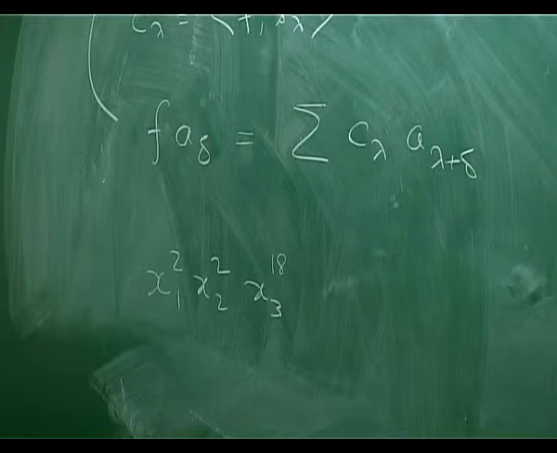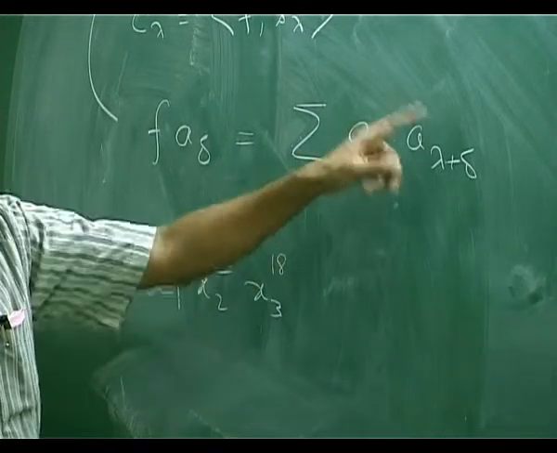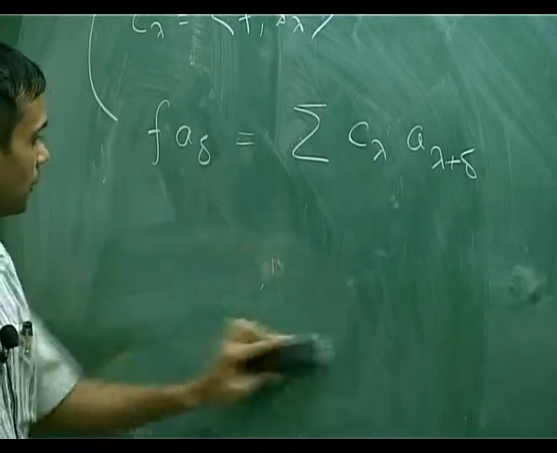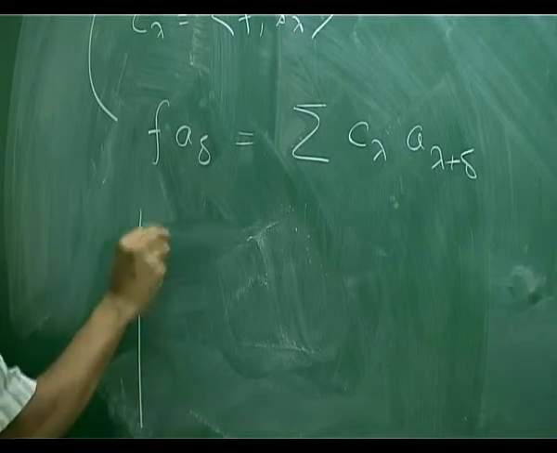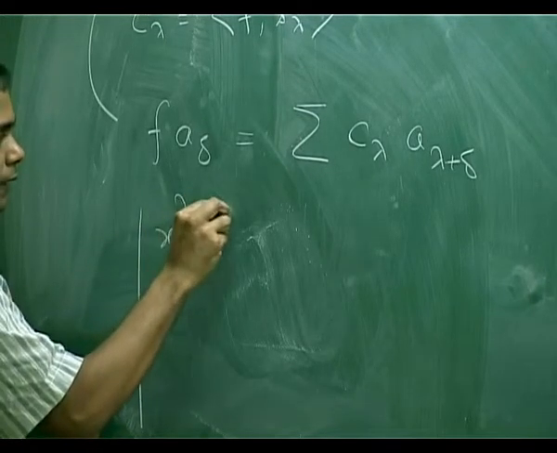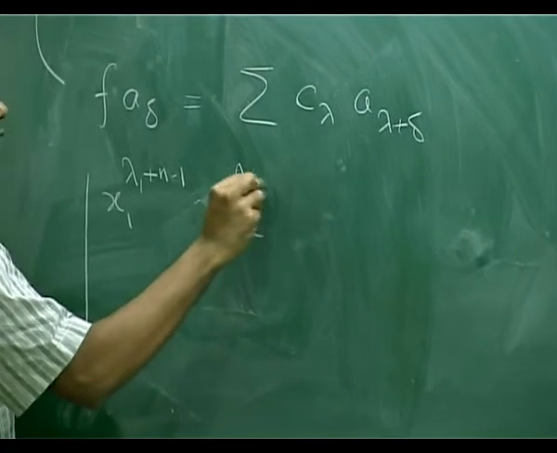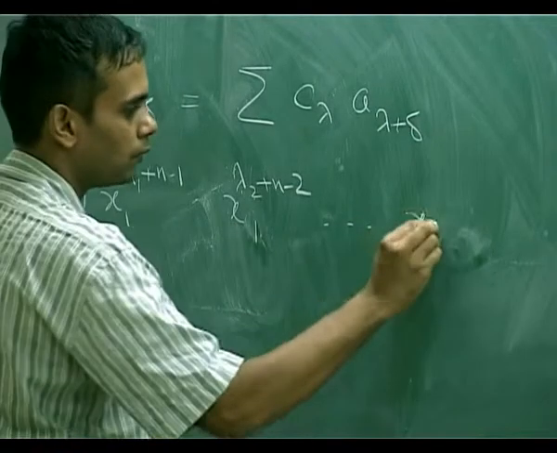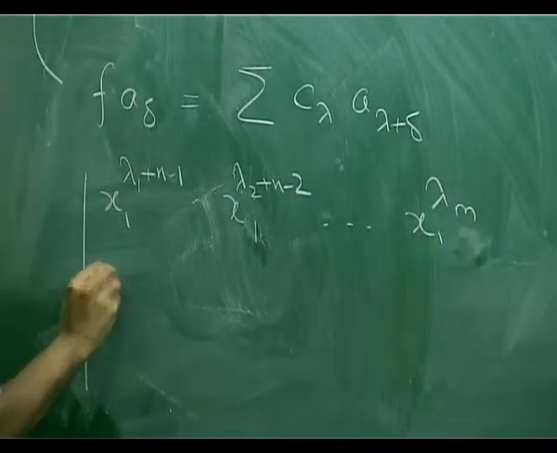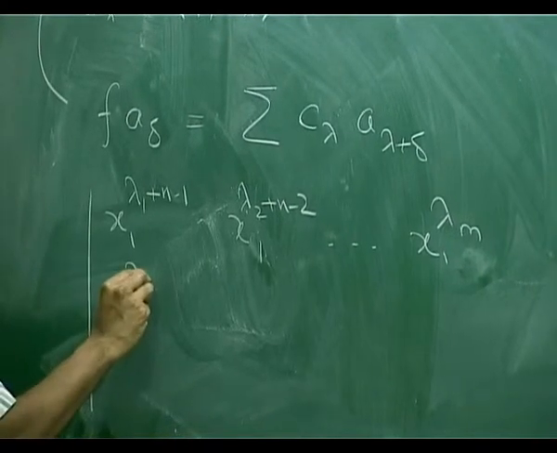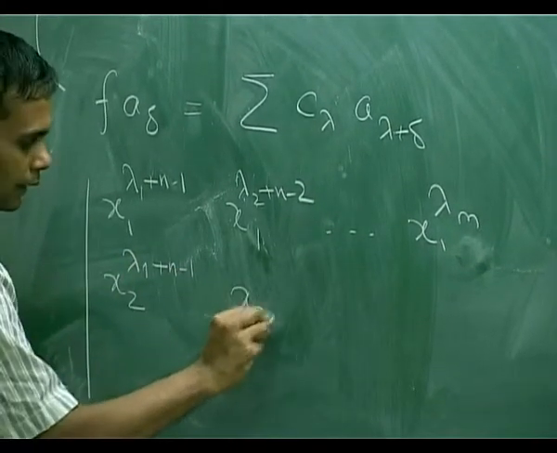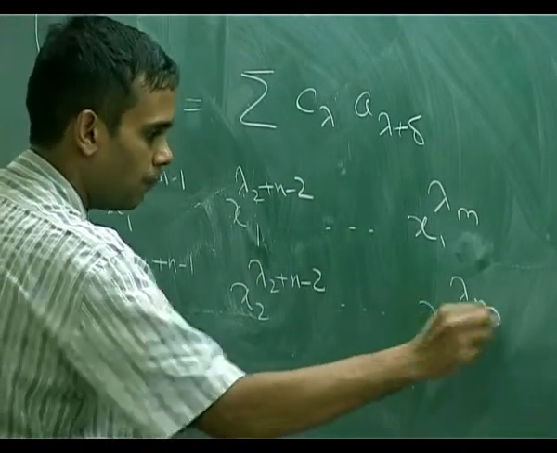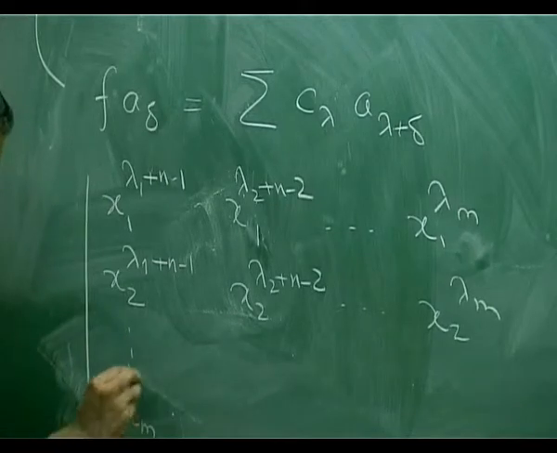Now the next observation is that suppose we look at this A lambda plus delta. So let me just write it down here. A lambda plus delta has x1 raised to lambda 1 plus n minus 1, x2 raised to lambda 2 plus n minus 2, and so on, x1 to the power lambda m; then x2 to the power lambda 1 plus n minus 1, x2 to the power lambda 2 plus n minus 2, x2 to the power lambda m, and all the way up to xm.